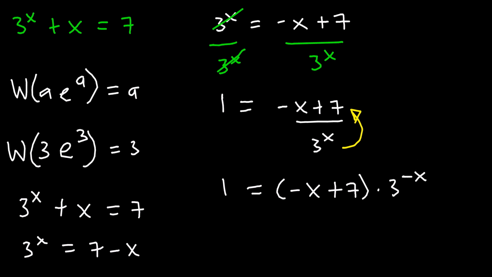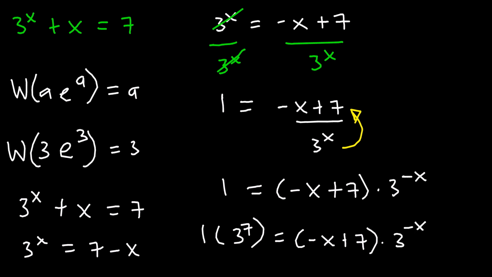And remember that we need to make sure that this exponent is the same as this. In order to achieve that, what we need to do is multiply both sides by 3 to the power of 7. So on the left hand side, we shall have 1 times 3 to the power of 7 equaling to negative x plus 7 and then times 3 to the power of negative x times 3 to the power of 7.